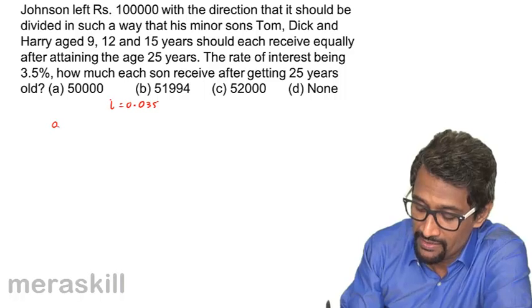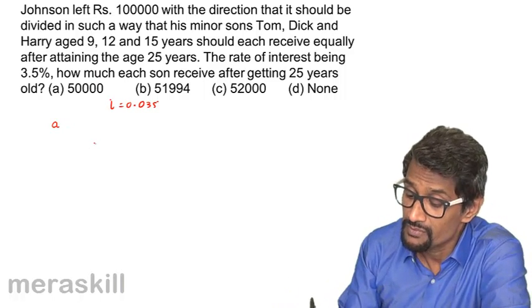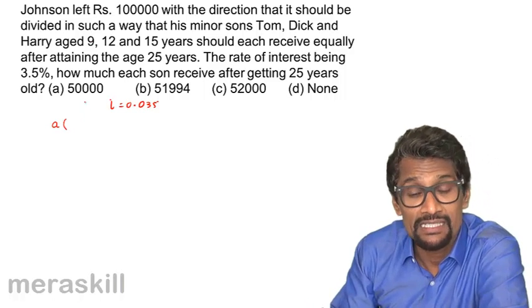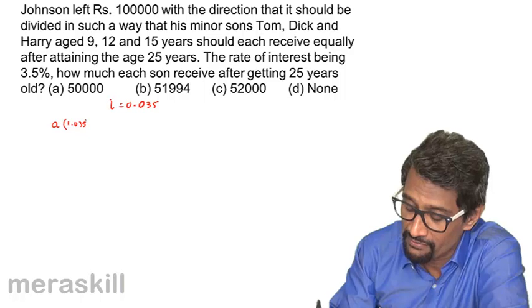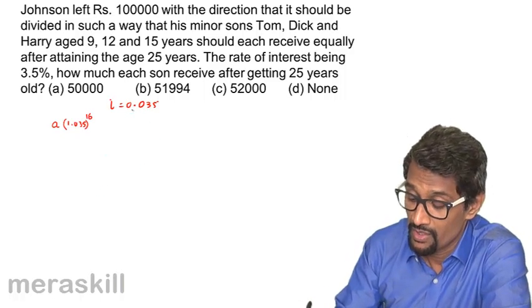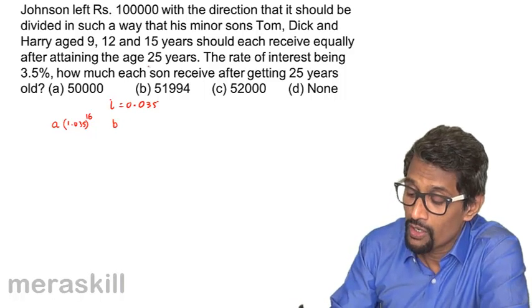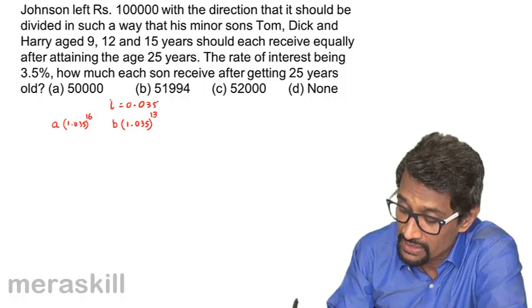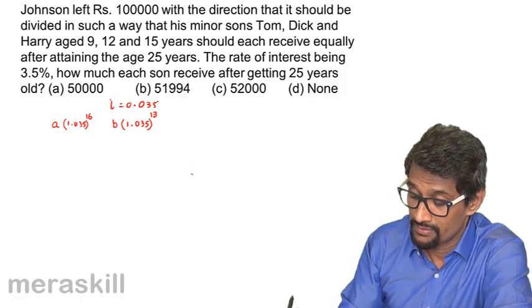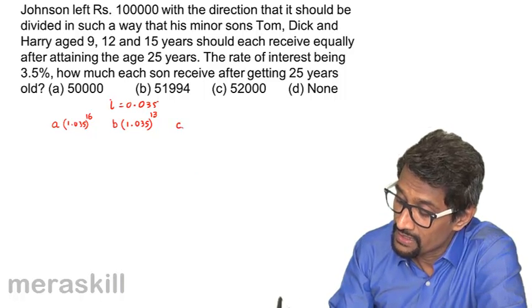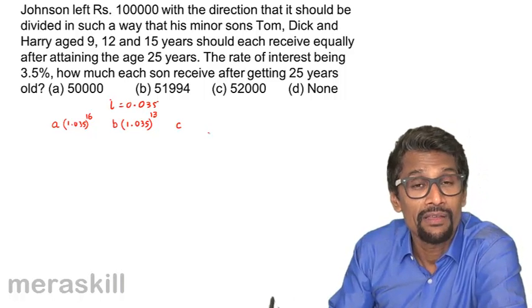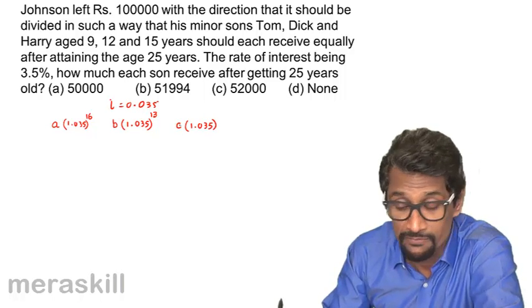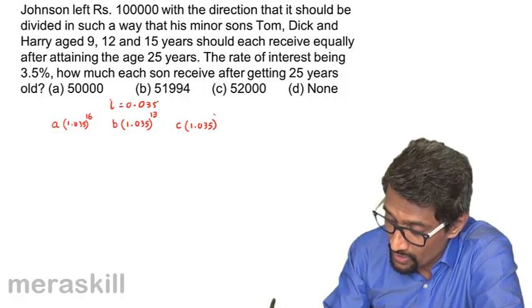In other words, suppose A is the amount deposited out of 100,000 for Tom. It's going to accrue interest for 25 minus 9, 16 years. So it's going to be A into 1.035 raised to 16. He's going to get this much amount. Then Dick is going to get for 25 minus 12, 13 years, so the same rate, 1.035, raised to 13 years. Then the last one, C, that is Harry, is going to get for 25 minus 15, I'm sorry, 10 years. So the amount that he is going to get is the amount deposited for him into 1 plus the rate raised to n, that is 10.